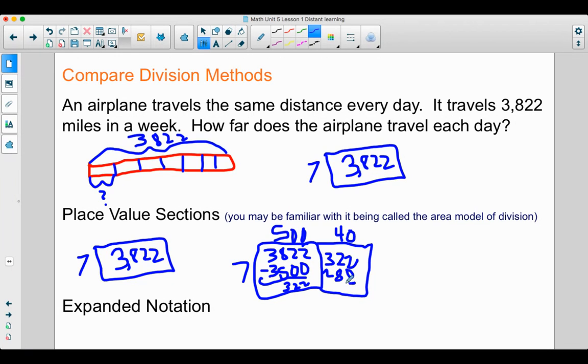And all that should have been from our unit in multiplication. You should remember that. 322 subtract 280. Okay. Which I have a 2 left. And 30. Oh, I have 4 left. And I have 42 left.